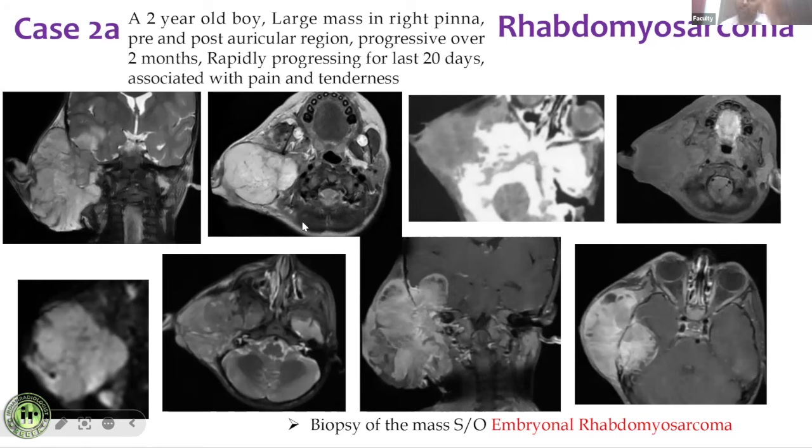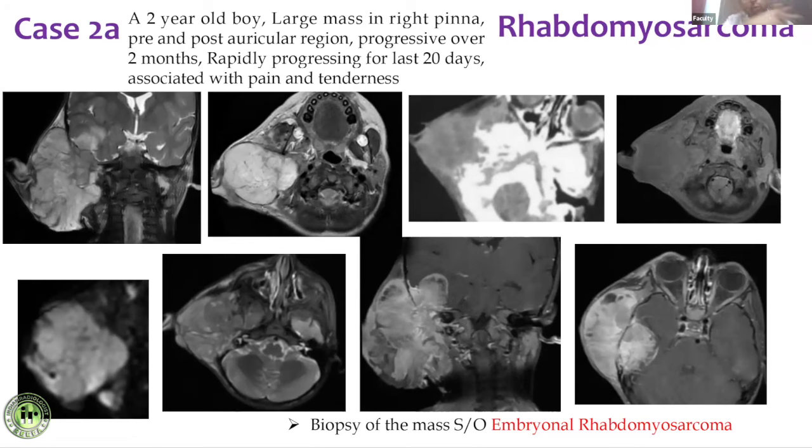So this is a case of rhabdomyosarcoma proved on biopsy, but this is actually the most common soft tissue malignant neoplasm in children after the malignant lymphomas. And there are 3 different types of rhabdomyosarcoma in the head and neck that are listed.